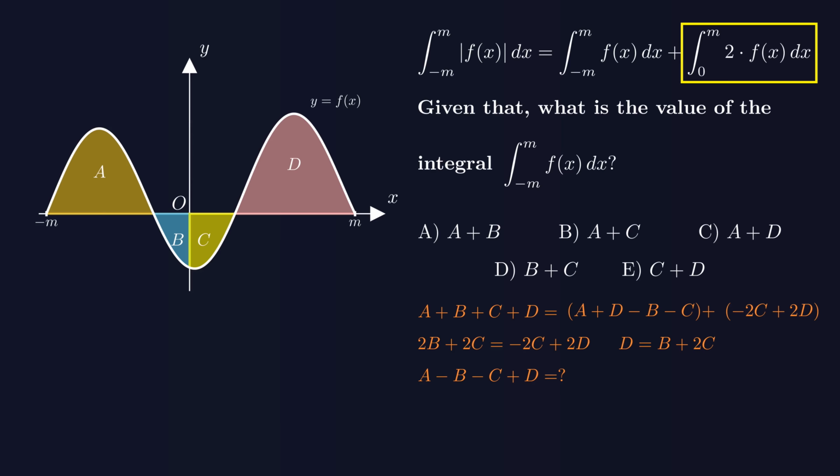If we substitute D with B plus 2C, then the expression becomes A minus B minus C plus B plus 2C. Simplifying that gives us A plus C. So the correct answer is choice B.